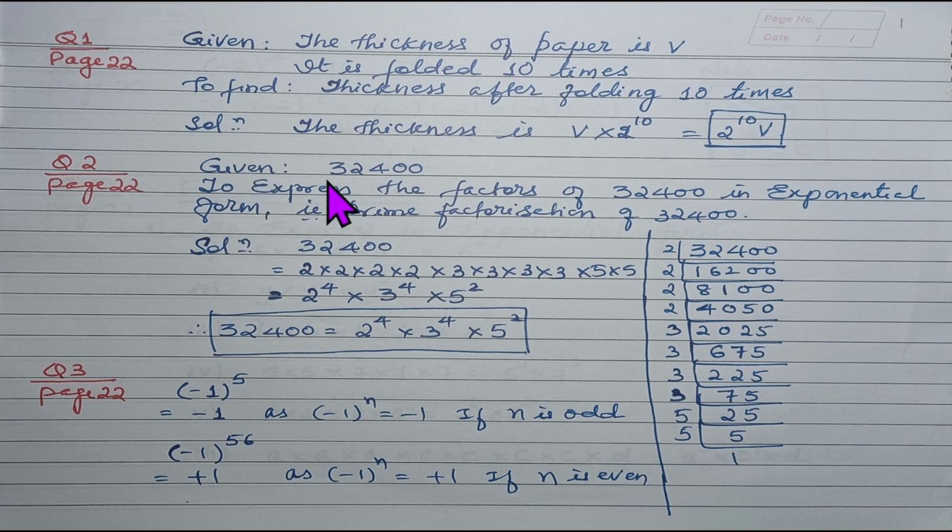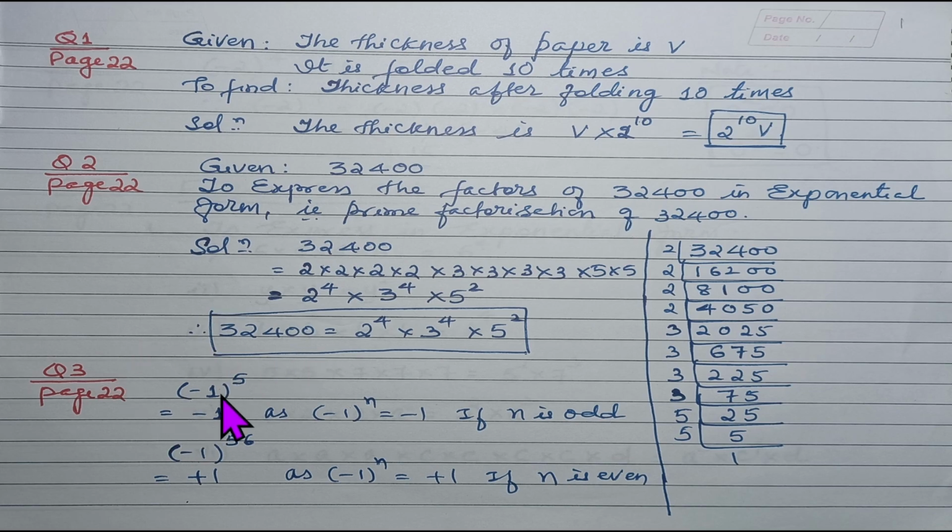Remember that. Now we are given here in question number 2, 32,400 is the number given. Now we have to express the factors of 32,400 in an exponential form. So let us first find out the prime factorization of 32,400, and we find here by dividing by 2 again and again, we have got 4 2's, 4 3's and 2 5's. So therefore 32,400 will be 2 into 2, 4 times, 3 into 3, 4 times, 5 into 5, 2 times, and expressing in exponential form it will be 2 raised to 4, 3 raised to 4, and 5 raised to 2. So that is the exponential form of the prime factorization of the number 32,400.